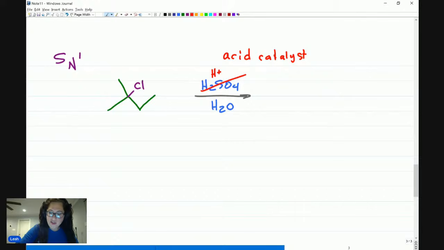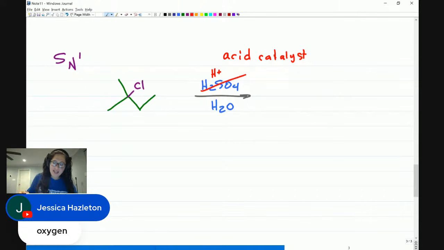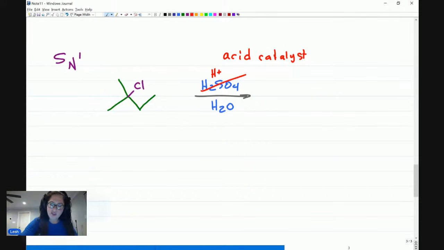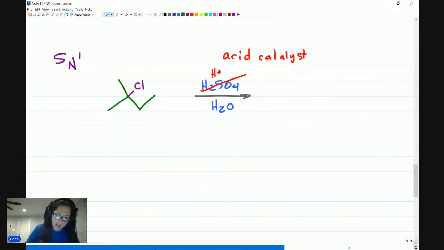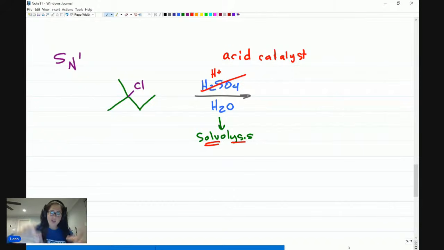It is oxygen, absolutely correct. It is oxygen in the solvent. So this is a tricky situation where this is called a solvolysis reaction. Solvolysis: solvo is the solvent, lysis means to break. The solvent is the attacker, the thing that's going to break things and attack things.